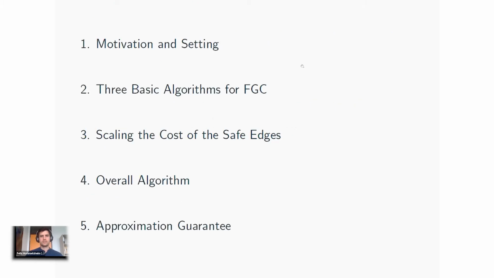Okay, first, I will talk about the motivation and the setting of this problem. Then I will introduce 3 basic algorithms for this problem, FGC, which each on its own are not so good. Then we will see that actually scaling the cost of the safe edges, that is scaling the cost of the more reliable edges, so making them cheaper, is actually a good thing to do. Then we can state the overall algorithm, and finally we will talk about the approximation guarantee.